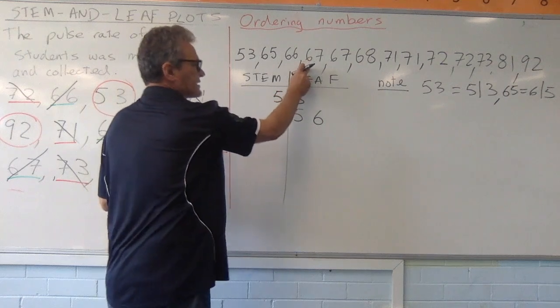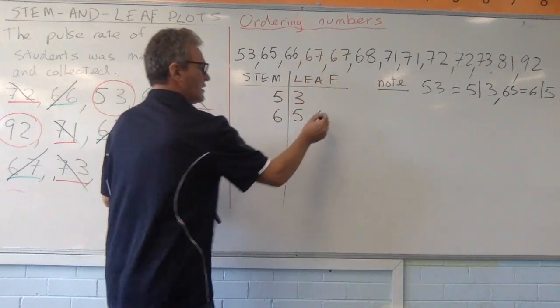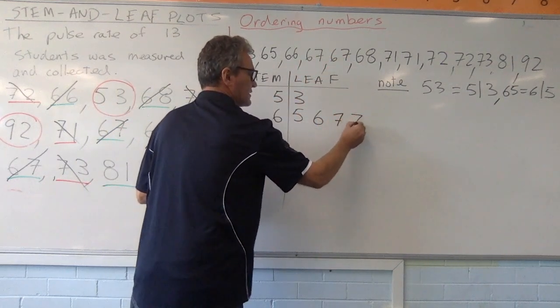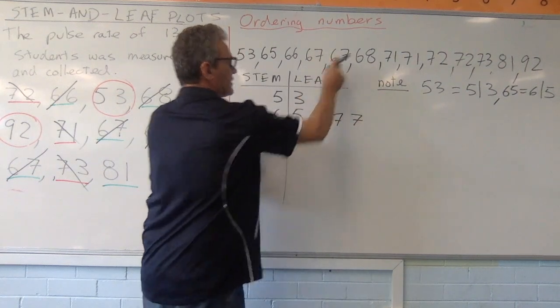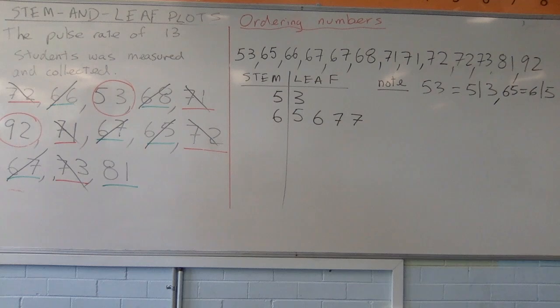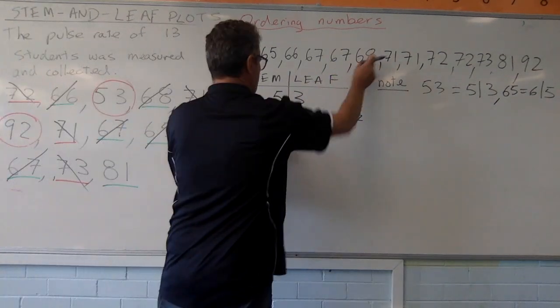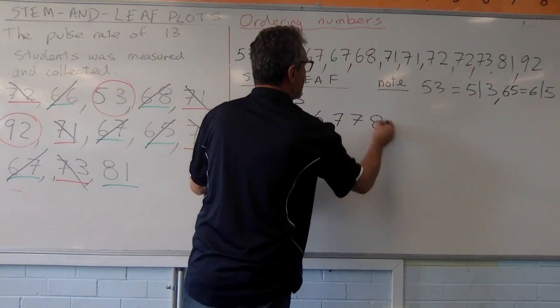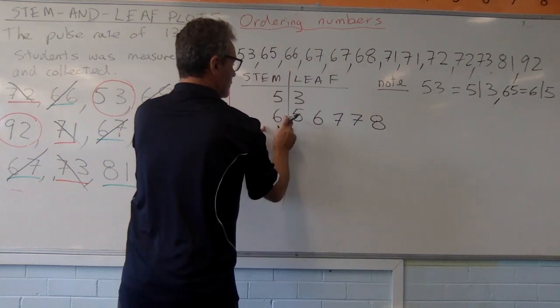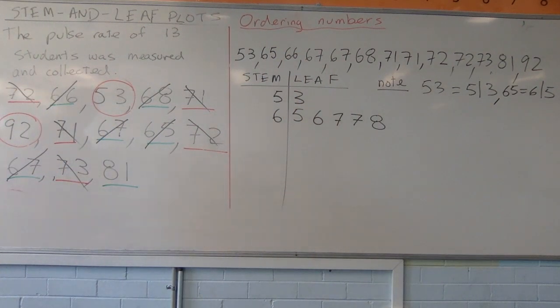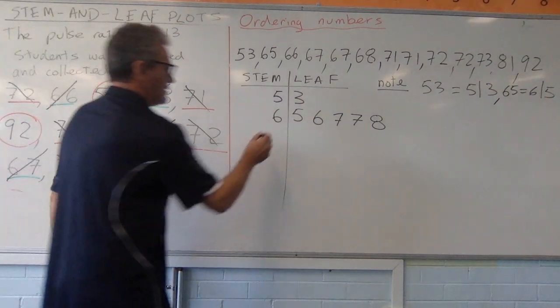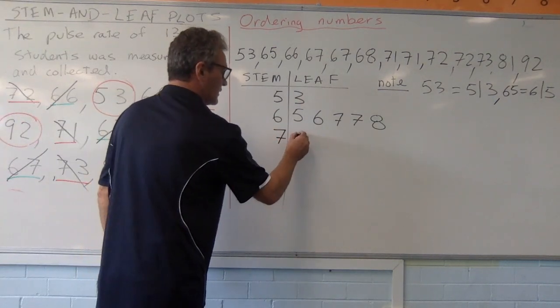Then I've got 67 followed by a second 67. I must write both 7 and 7. Make sure all numbers are represented on the 60s there. Then I've got a 68. I'll put it like that. And 1, 2, 3, 4, 5. 1, 2, 3, 4, 5. Yeah, it works. So I've done the 60s now. We'll look at the sevens. 7 goes here, I'll put a 1 here.